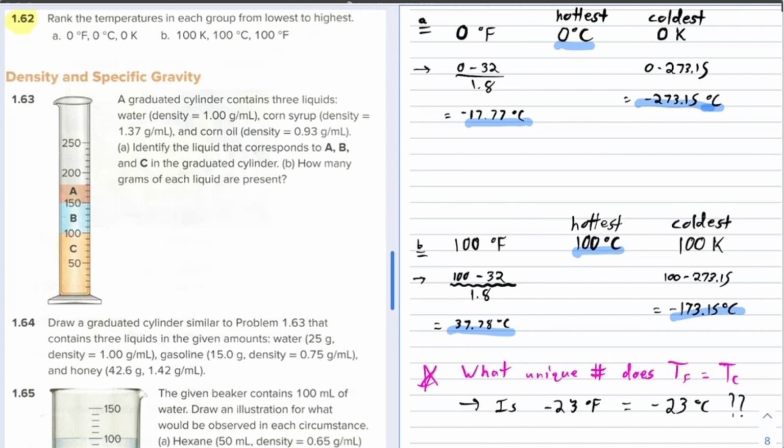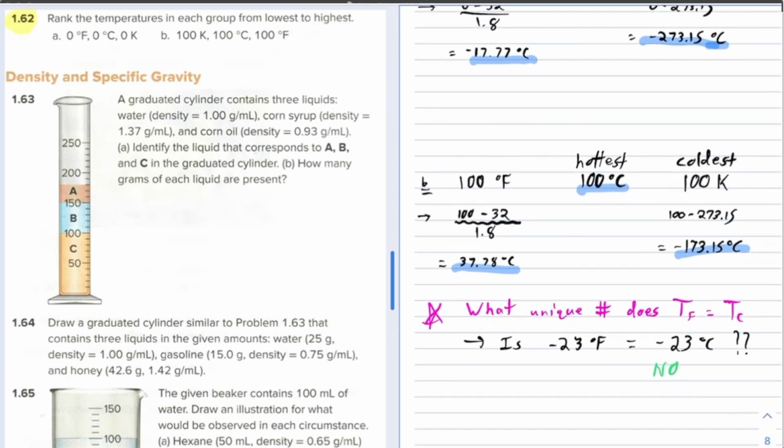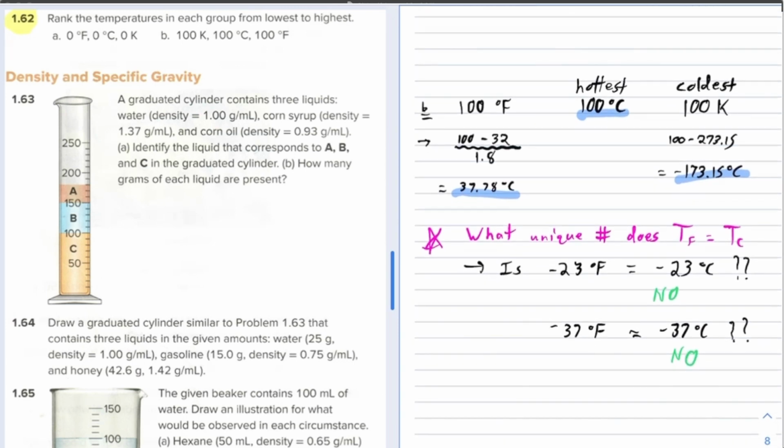And the answer is no. Maybe it's another number. So how about negative 37 Fahrenheit equal to negative 37 Celsius? And the answer is no. So what is the unique number where the two are equal? I think I'm going to ask that.